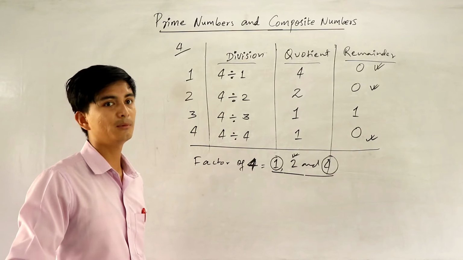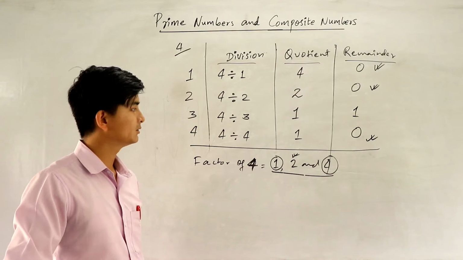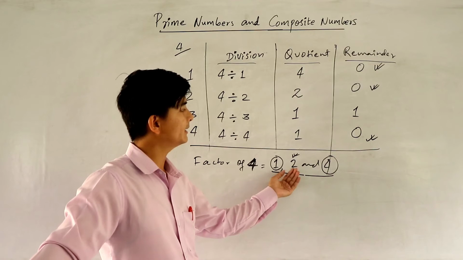Before, in prime numbers we had only 2 factors, which are 1 and the number itself, right? But in composite numbers we get more than 2 factors. The number of factors is more than two. So here you can see you have got more than two factors. So let's take another example.